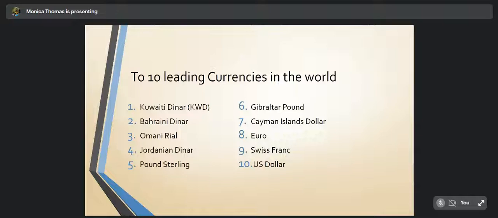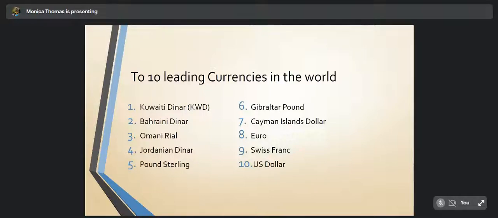Okay. Now, when I say I have to memorize a list like this, that means the information at number one is at number one, information at number five is at number five, and information at number 10 is at number 10. If I ask you what is at number six, you should be able to tell me, number six is Gibraltar pound. What is at number two? You should be able to say Bahraini dinar.